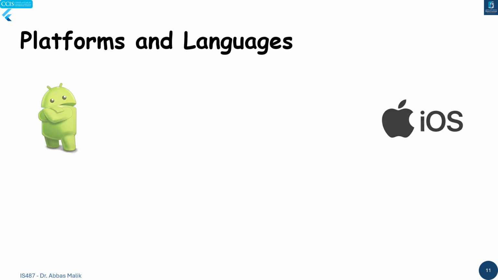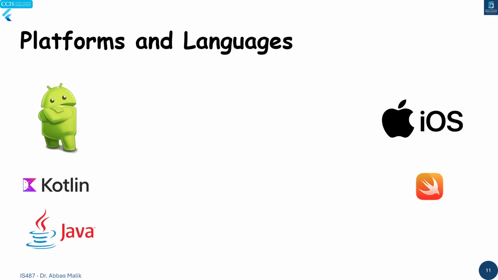Platforms and languages. Again, we have two main platforms or operating systems. One is Android, the other one is iOS. For iOS, we have Swift as a programming language, which helps us to build applications for iOS or iPhones. On the other hand, for Android, we have two different languages, Java and Kotlin. Java is more like an old standard for developing applications for Android, and Kotlin is the current standard for application development.